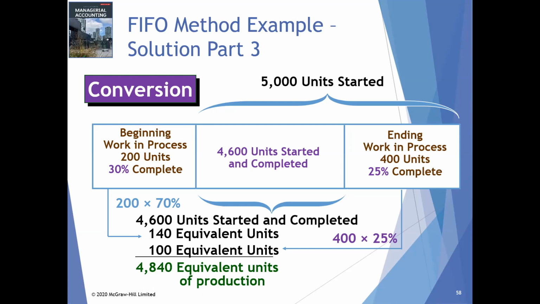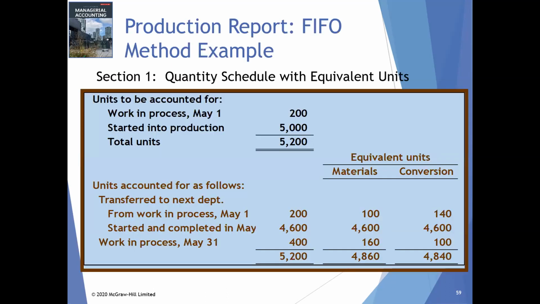So 4,840 will be the conversion unit. Now look at this, 4,840 and 4,860. Now in this case, we are going to calculate the material and conversion equivalent cost. The units were a total of 200 at the beginning, 4,600 started, and the work in progress 400. Now for the material it is 100, 140.